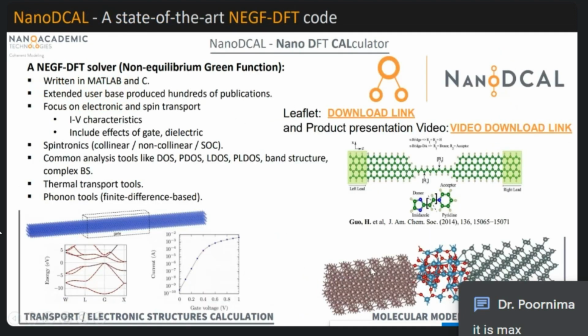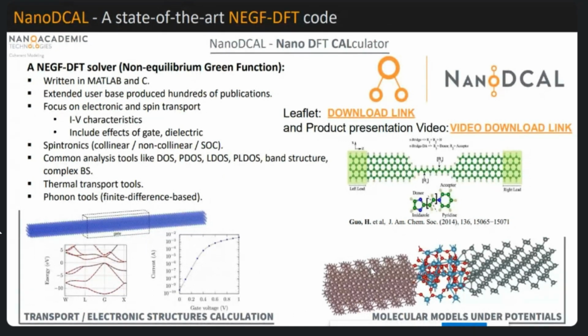Now, let me discuss the next slide, where we will talk about the state of the art NEGF DFT code. NanoDCAL stands for Nano DFT Calculator. So it is based on density functional theory, a method, a theory which can predict the characteristics based on the input parameters provided by the users.